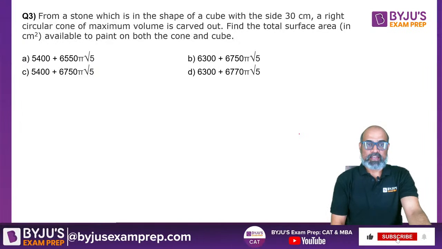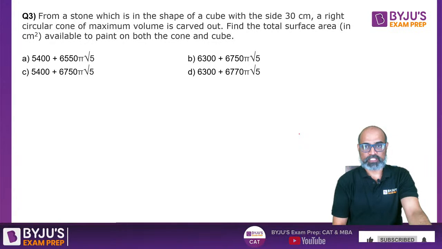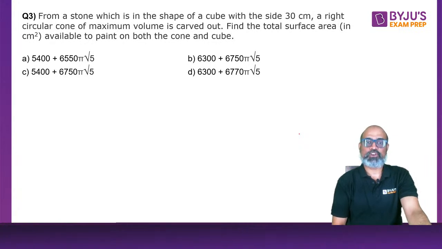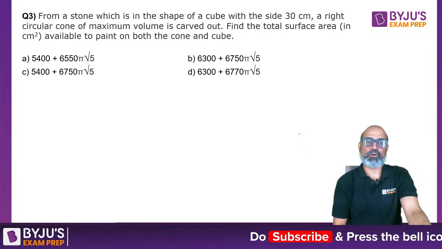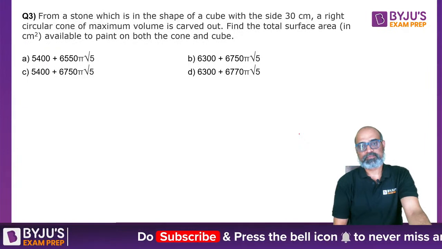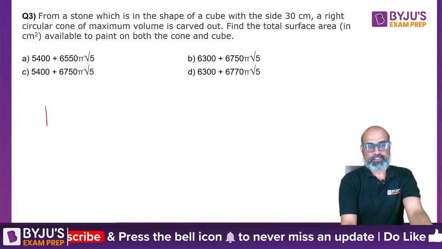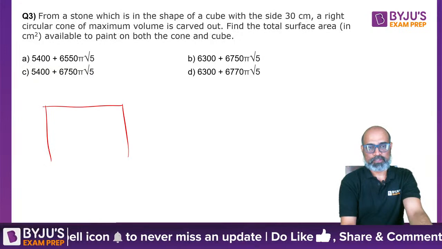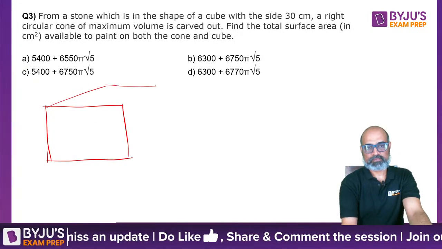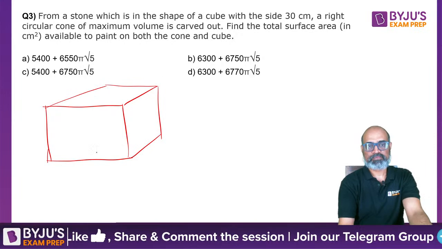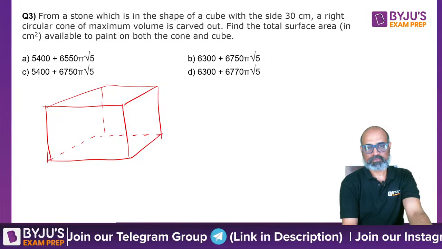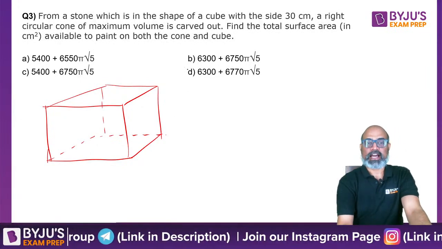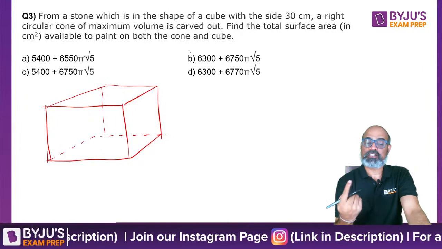Okay. Question number 3. From a stone which is in the shape of a cube with the side 30 cm, a right circular cone of maximum volume is carved out. Find the total surface area available to paint on both the cone and the cube, right? So we have first of all a cube, and from this cube we have to carve out a circular cone.